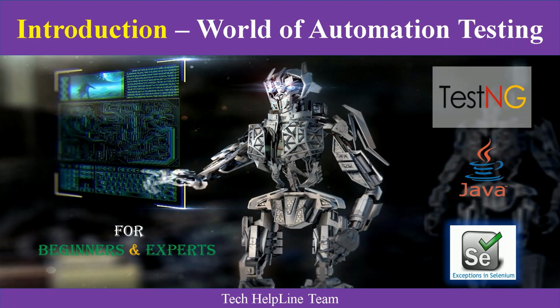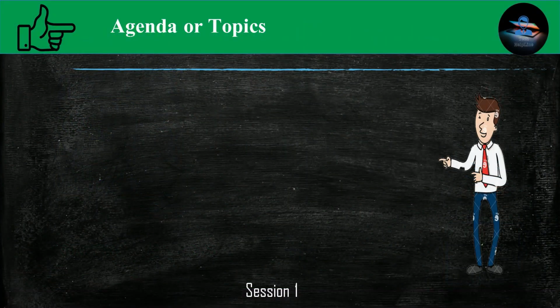So let's move on to the next slide, and that is the agenda or topics. Basically, the purpose of the slide is to discuss the topics which we will be covering in this whole session, right? Let me first talk about the first point, that is the definition of automation. That is the first point which we will be covering in this first session. Under the definition of automation, we will be covering what exactly automation means, and what exactly the definition of automation is, right?